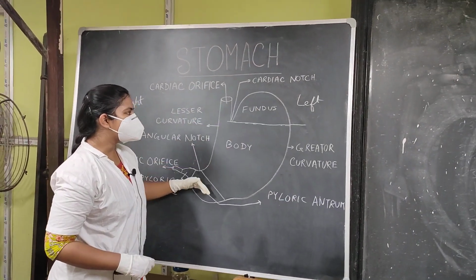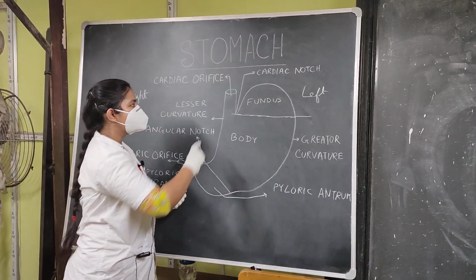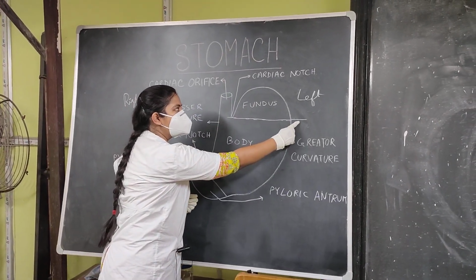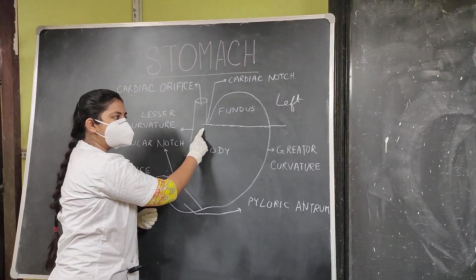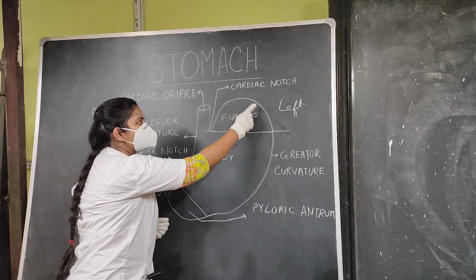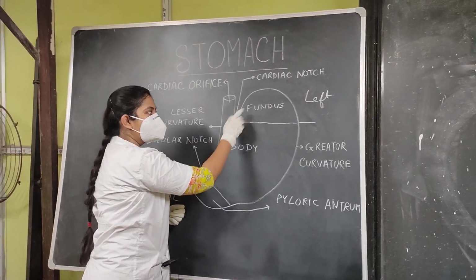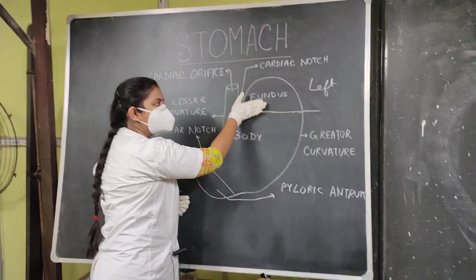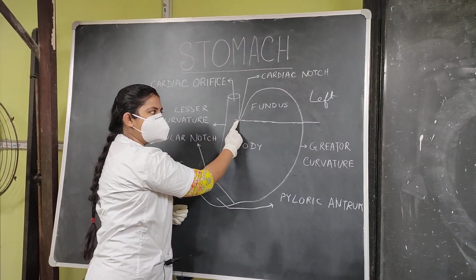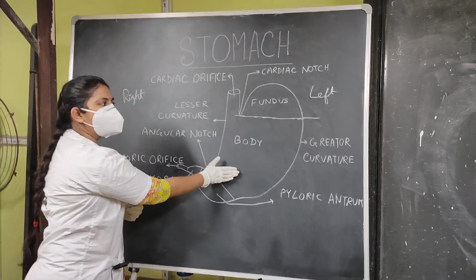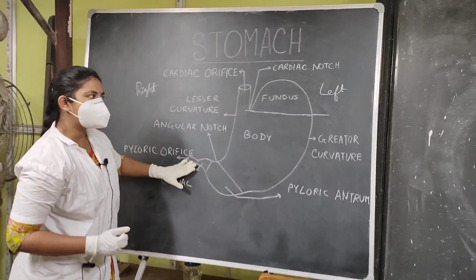It has got the following subdivisions. The fundus, this is present above a transverse plane drawn through the cardiac notch. What is this cardiac notch? It is the notch of the greater curvature towards its upper end. So, this is the fundus lying above the transverse plane drawn through the cardiac notch. This is the body of the stomach and the rest is the pyloric part.